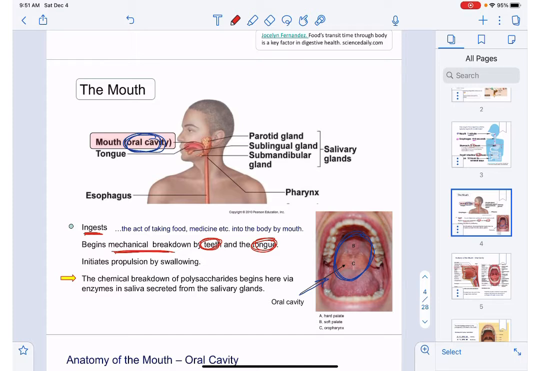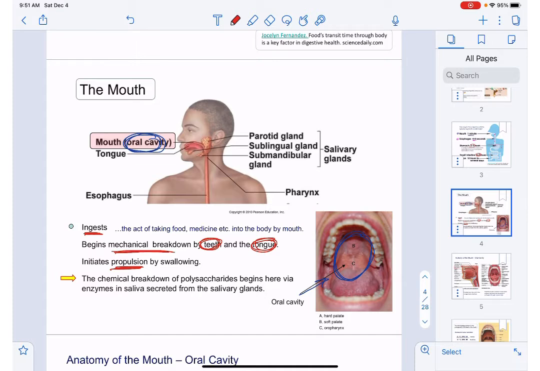We're also going to get propulsion that occurs here. And this is going to occur by swallowing. And this is initially a voluntary process. So the initial propulsion that occurs in the digestive tract is swallowing, deciding that you're through with that food in the oral cavity, it's mixed together, and it's time to move it down through the digestive tract.